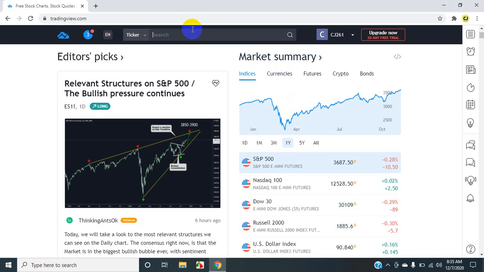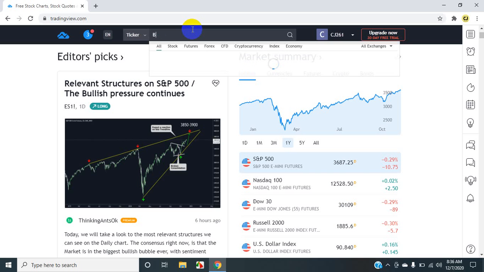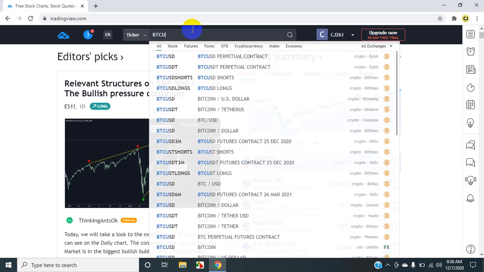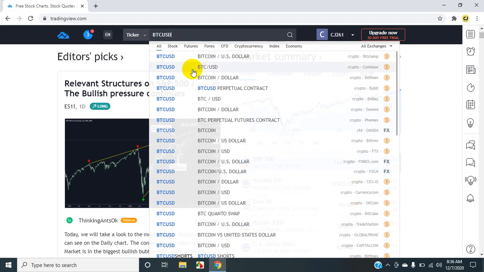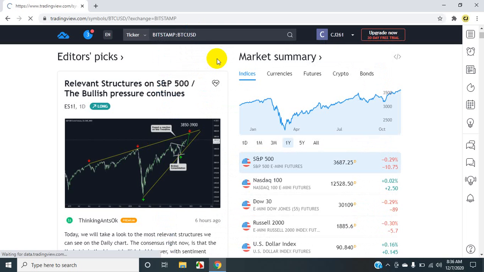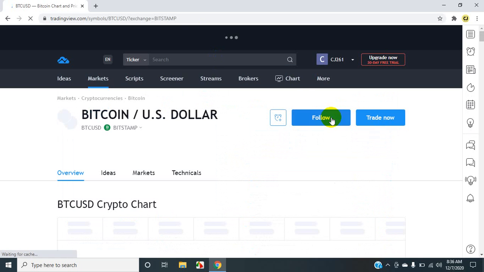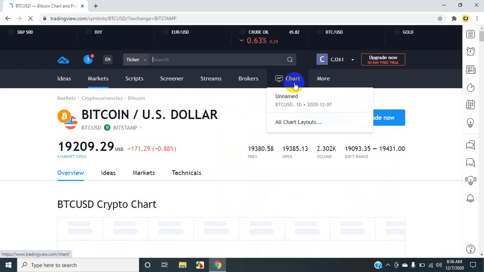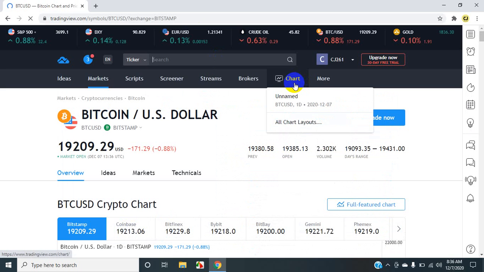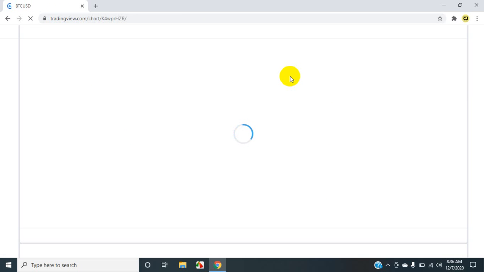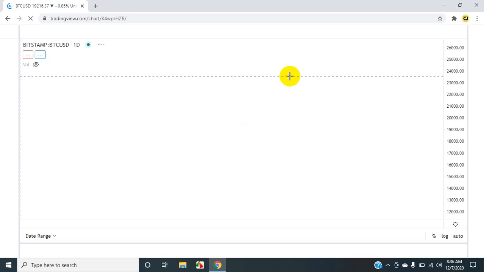We're back in. Let's take a look at some pairs today. We're going to take a look at BTC versus USD, that will be Bitcoin versus the US dollar. Let's go check out the charts. So we are on TradingView.com. Today is December 7th, 2020, 8:36 a.m.